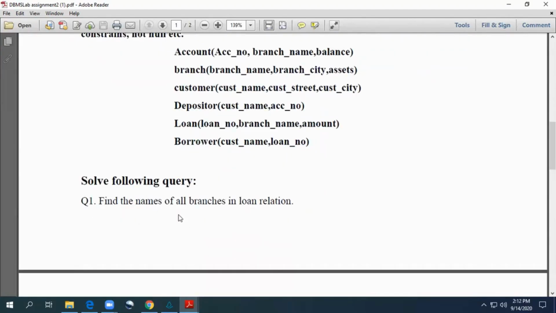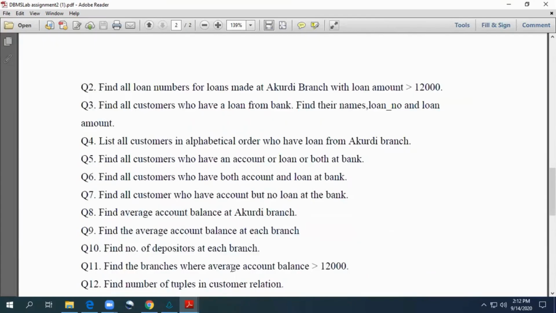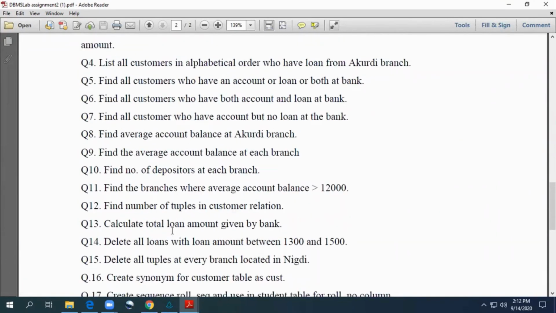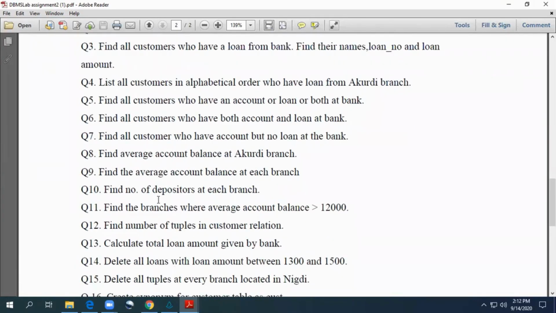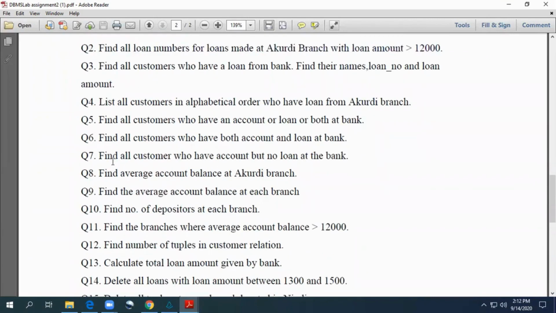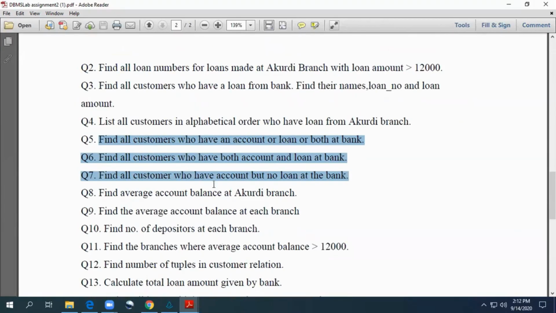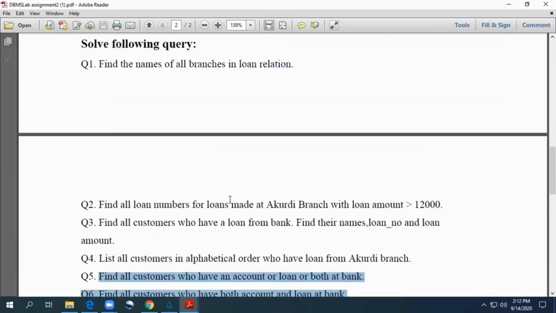So what are these queries? There are a total of 17 queries that we have already discussed in the lab session. Out of these 17 queries, some are based on the set operators that I want to discuss with you here. These are query number 5, query number 6 and query number 7. Those three queries are based on the set operators, and we will discuss how you can solve them.